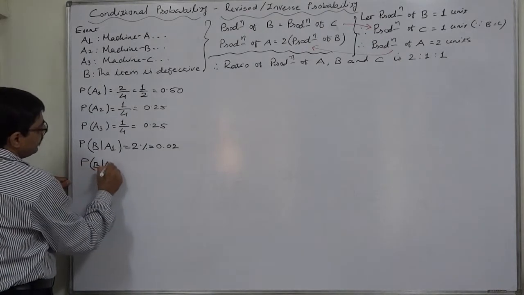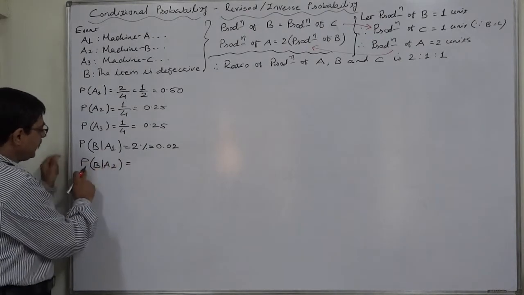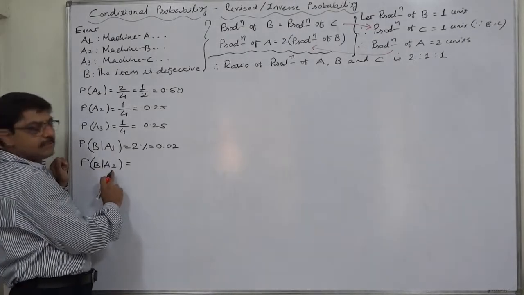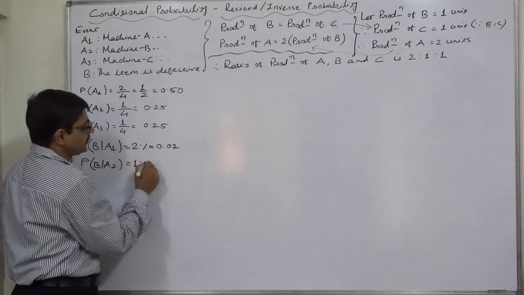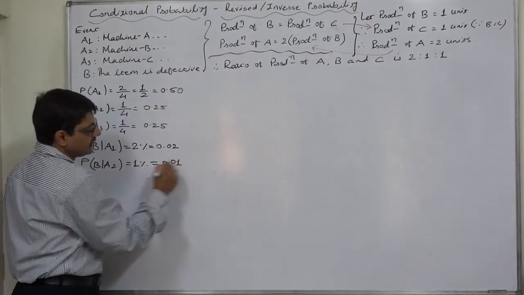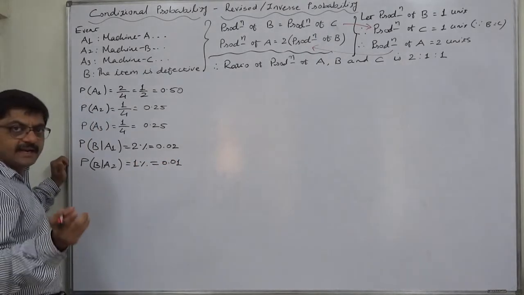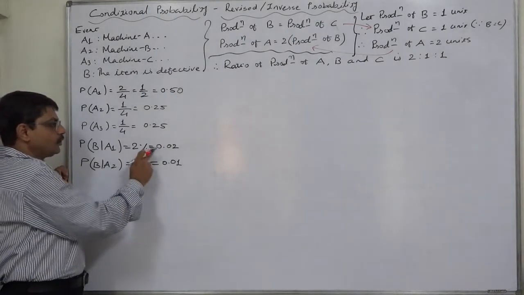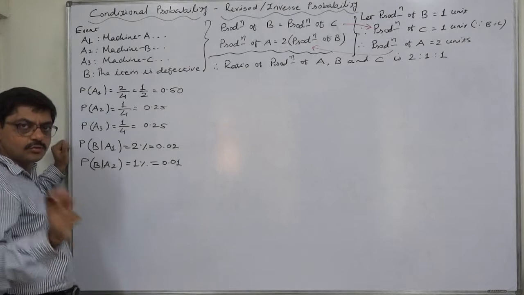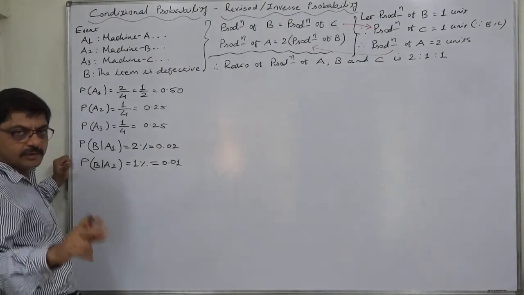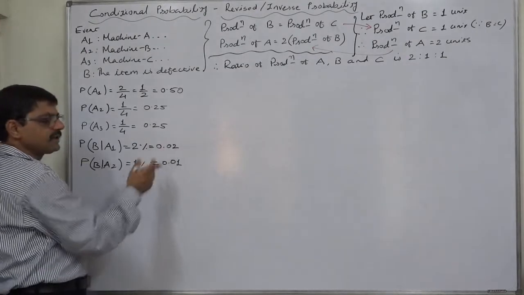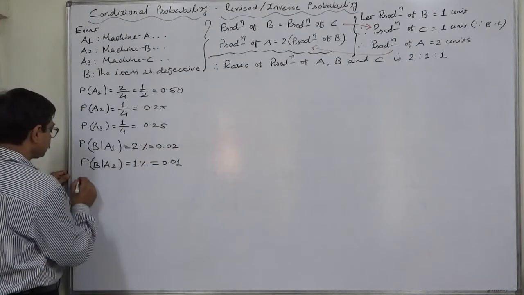P of B given A2, the interpretation is probability of an item being defective if manufactured by machine B. That is given to be 1%, 0.01. That means on an average, one item out of 100 manufactured by B is defective. 2% means on an average, 2 items out of 100 items manufactured by A can be expected defective. These are actually long-term averages.